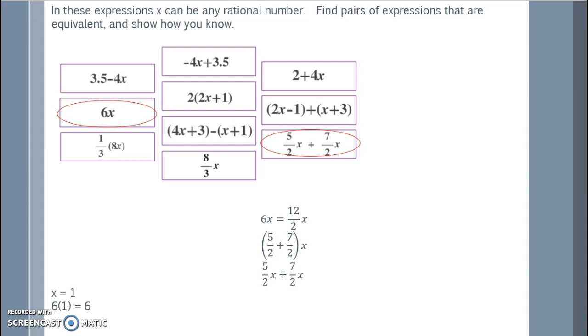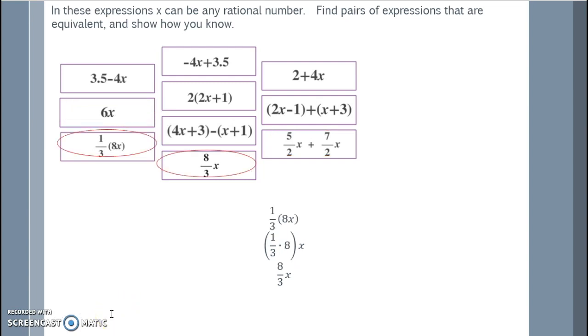And we can check using our numbers if you're uncomfortable. So let's say 1, so 6 times 1 is 6, and if I did 1 for each one here, I'd end up with 5 halves plus 7 halves, which is 12 halves, or the same as 6, so they're equivalent.